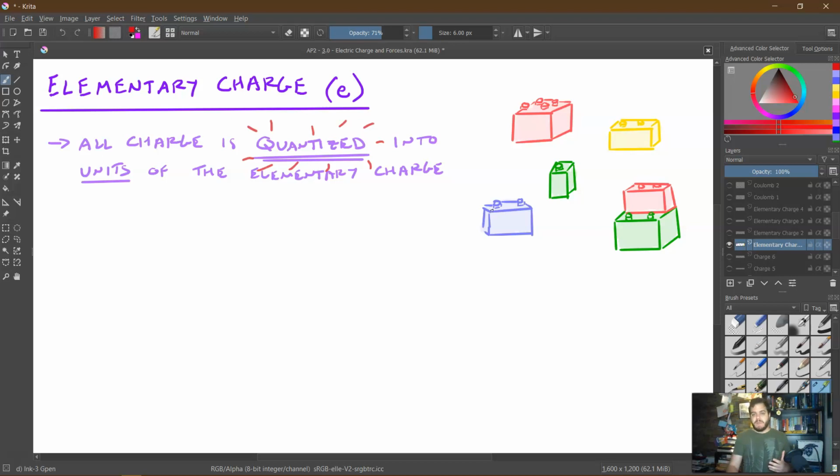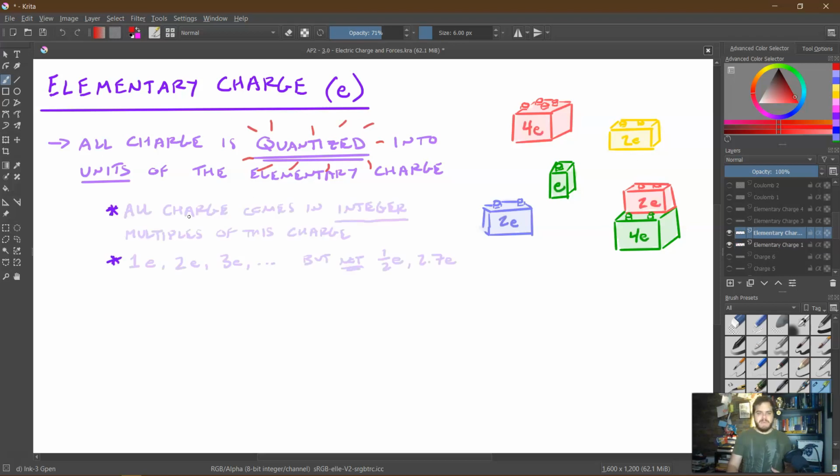I could have, this would be 1 quanta of Lego. This one here would be 1, 2 quanta of Lego. This would be 1, 2, 3, 4. This would be 1, 2. I can combine them, so I might have like 4 and 2, so this would be 6. But I can't have, for instance, a half. If I have this as my quanta, that means that this is the indivisible piece. I can't get to anything that is any smaller than that. So I can't have a fraction. I can't have a decimal. So because of that, all charge comes in these integer multiples of the elementary charge. I could have 1e, 2e, 3e, 4e, etc. But you're never going to have 1/2 e or 2.7 e.